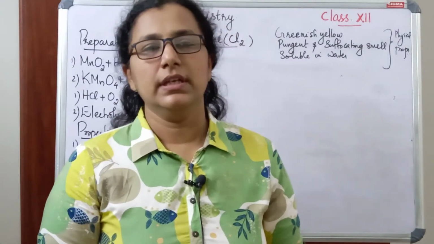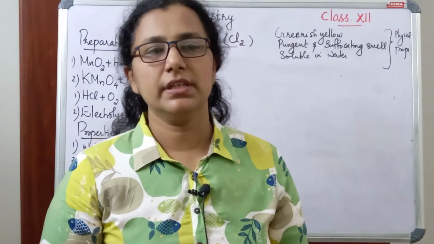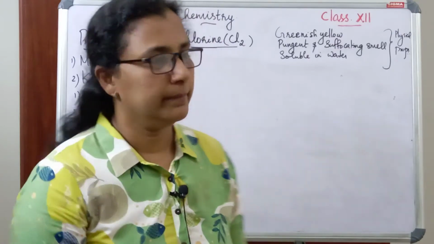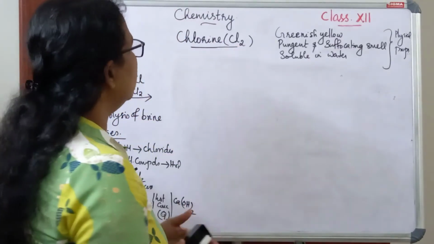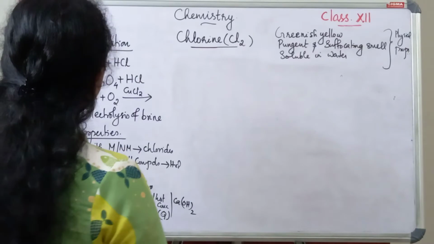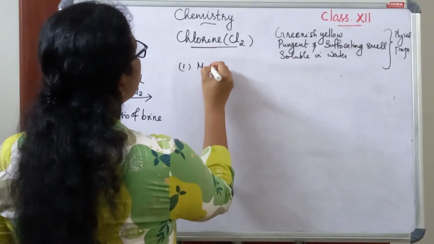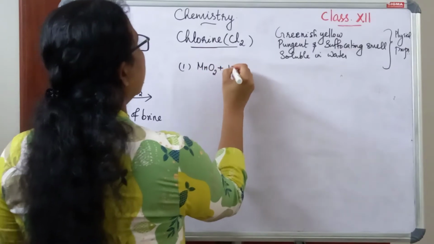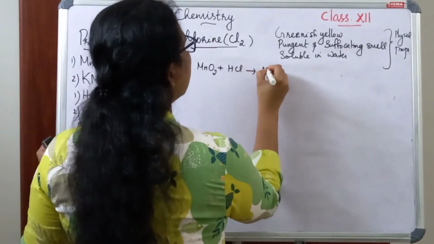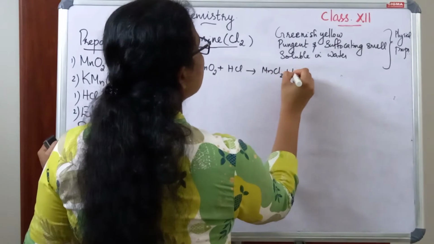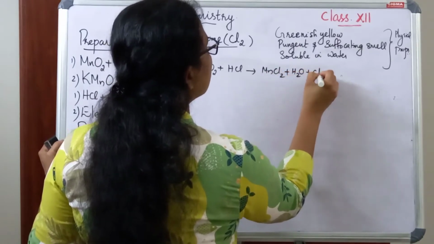Hello students, let's see the method of preparation, properties and uses of chlorine. So chlorine, that is Cl2, let's see the method of preparation first. First one is when MnO2, manganese dioxide, is treated with HCl, it produces MnCl2, H2O and Cl2.